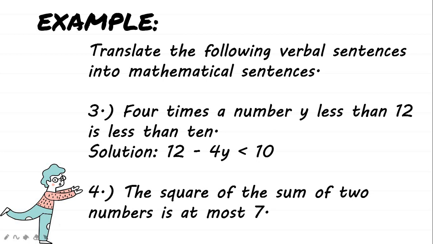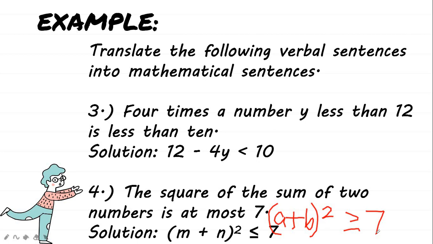Let's have example number 4. The square of the sum of two numbers is at most 7. The two numbers are not stated, so we can use any variable we want. For example, we have A and B. The square of the sum of two numbers is at most. Pag sinabi natin at most, pinakamataas ay 7. So it should be less than or equal to 7. So that will be the answer. In this solution, I use M and N to represent these two numbers. The square of the sum of two numbers is at most 7.